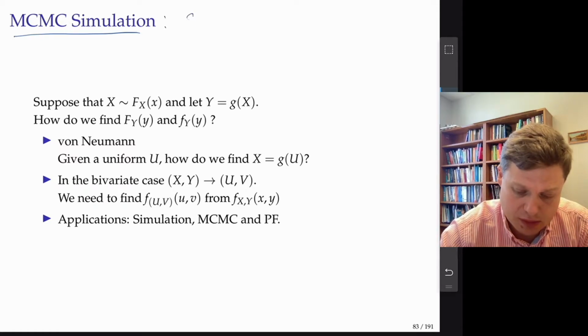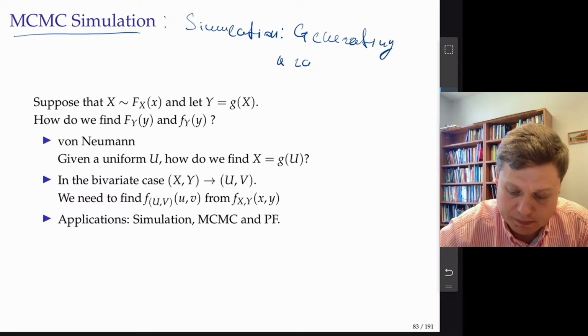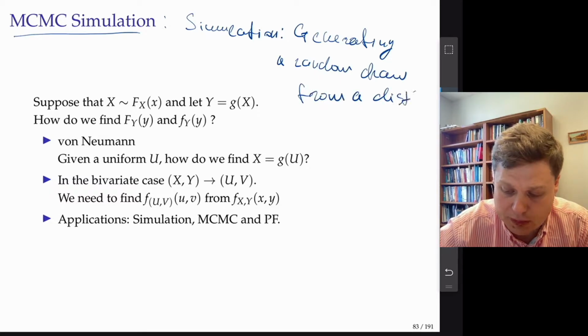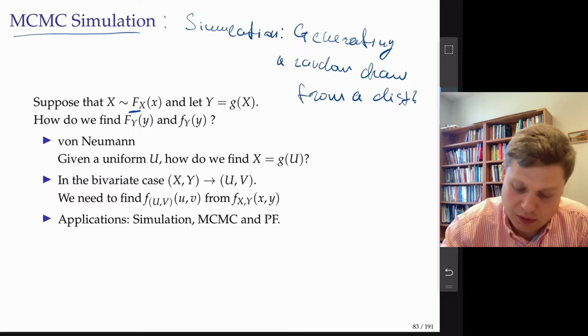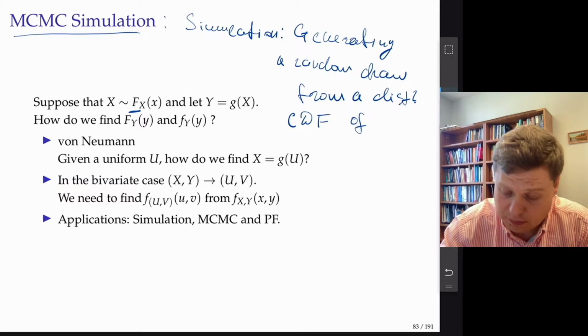So in statistics and in Bayesian statistics, simulation is the process of generating a random draw from a distribution. And the distribution can be identified in two different ways. It can be defined through the cumulative distribution function or probability density function. And you remember they are related to each other, of course.